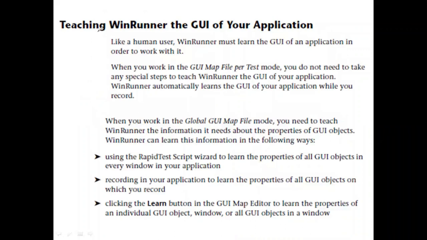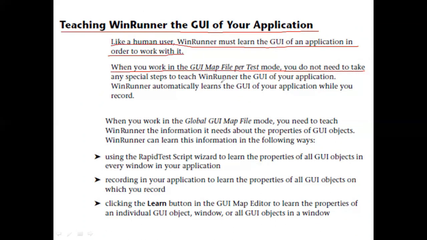So, teaching WinRunner the GUI of your application. The first step, learning, we already discussed. Like a human user, WinRunner must learn the GUI of an application in order to work with it. When you work in the GUI map file per test mode, you don't need to take any special steps to teach WinRunner the GUI of your application. WinRunner automatically learns the GUI of your application while you record.